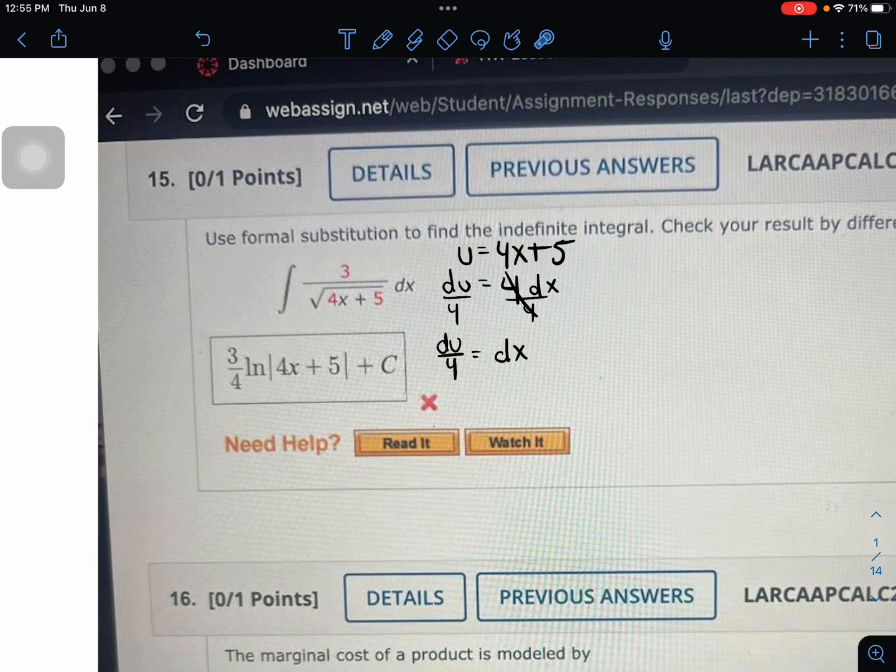And now I'm going to go back to my original function that I'm taking the integral of, and I'm going to see if I can rewrite it all in terms of u and du. So it's going to be the integral of 3 divided by the square root of, not 4x plus 5, but u, because 4x plus 5 is equal to u. So it's going to be the square root of u. And now I have this dx. Well, dx is equal to this. So in place of the dx, I'm going to put du divided by 4.